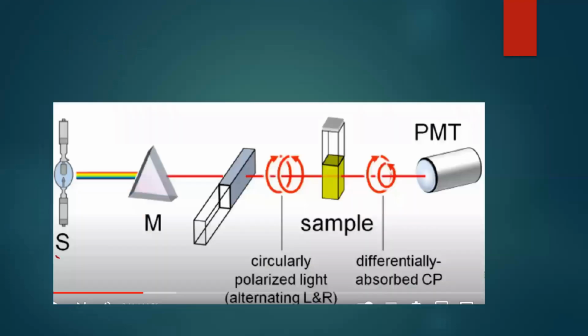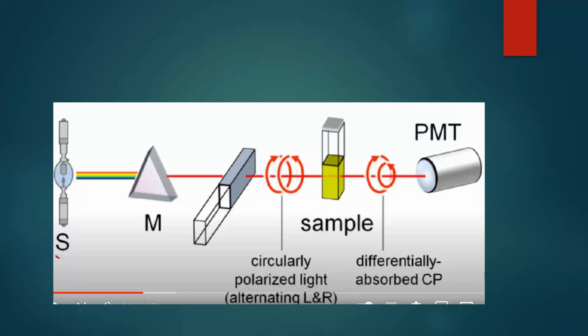So let us see the working. This diagram helps in better understanding the working. The S here is our light source, which produces light of different wavelengths, and our monochromator, which is a prism, helps in producing a single wavelength of light. This is followed by the polarizer, which helps in producing right and left circular polarized light, indicated by the red arrows in the clockwise and anti-clockwise directions. This right and left circular polarized light passes through the sample cuvette containing the sample.